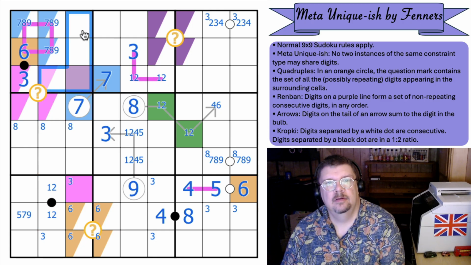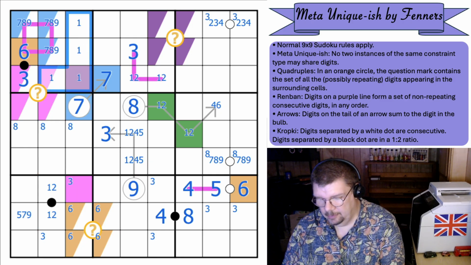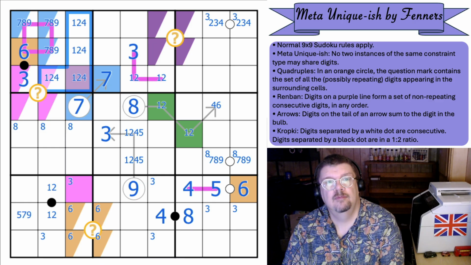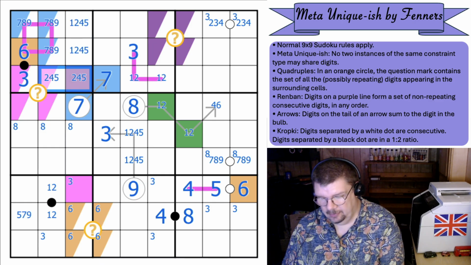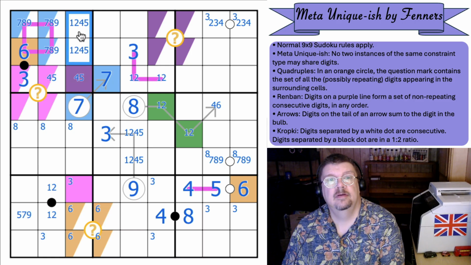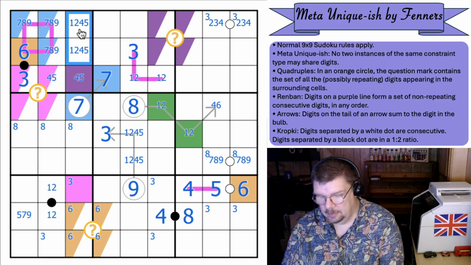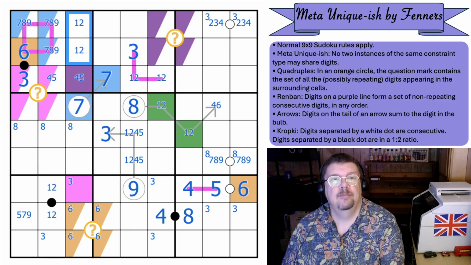Okay, and that does some work up here. 1, 2, 4, 5, the remaining digits. In fact, that 1, 2 pair means that those can't be 1, 2s, therefore 5. So that's 1, 2.